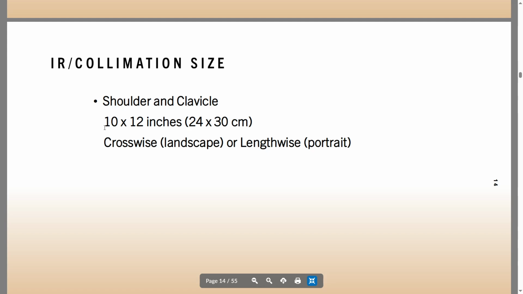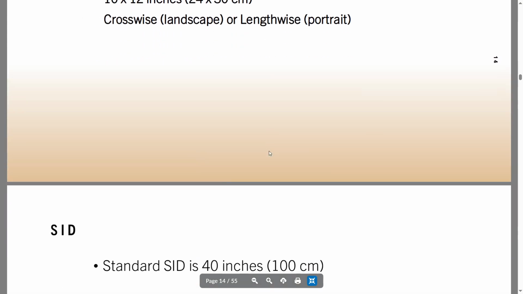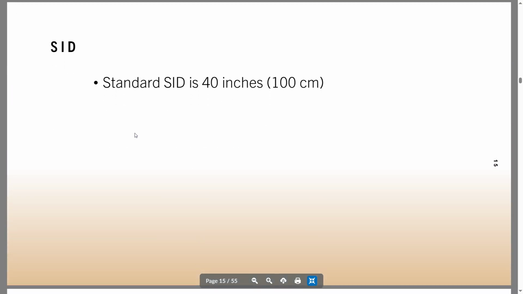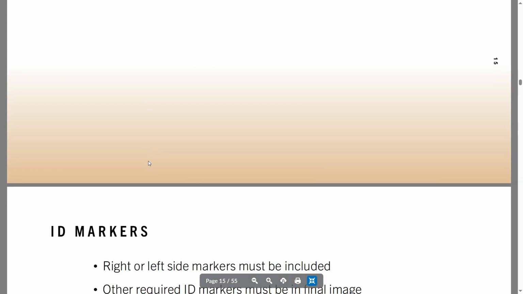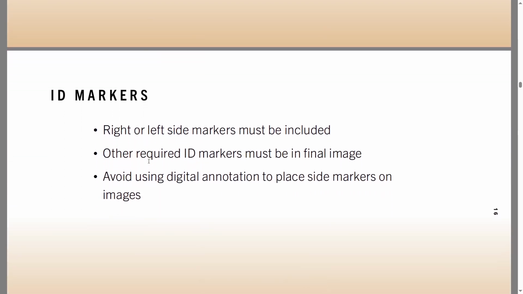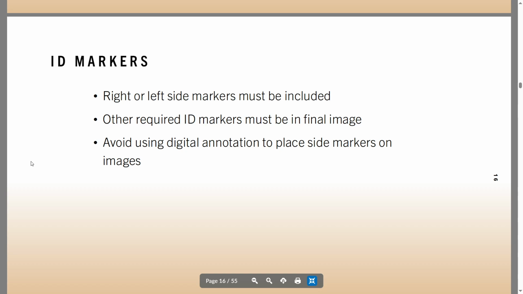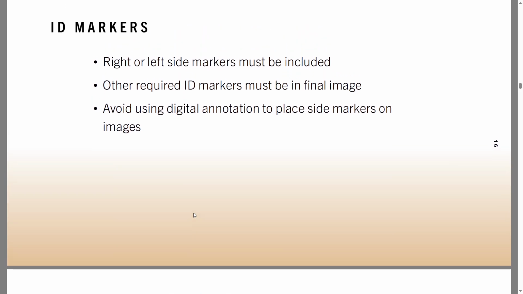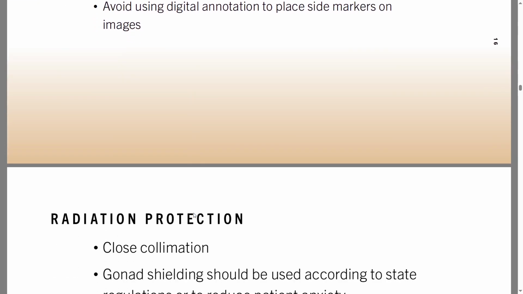Most of our collimation is going to be 10 by 12, and if you were to use the cassette sizes down in the practice lab, you would use a 10 by 12 cassette instead of 14 by 17. SID is the same as we've seen so far for extremities, 40 inches or 102 centimeters, and then we're just going to mark the side of the shoulder that we're doing. So right shoulder gets right marker, left shoulder gets left marker.